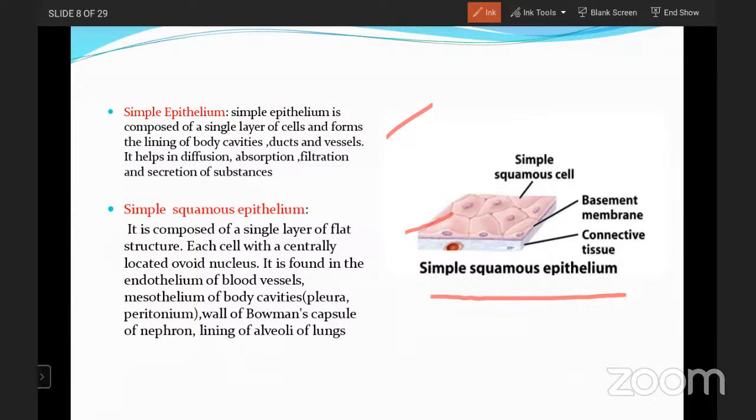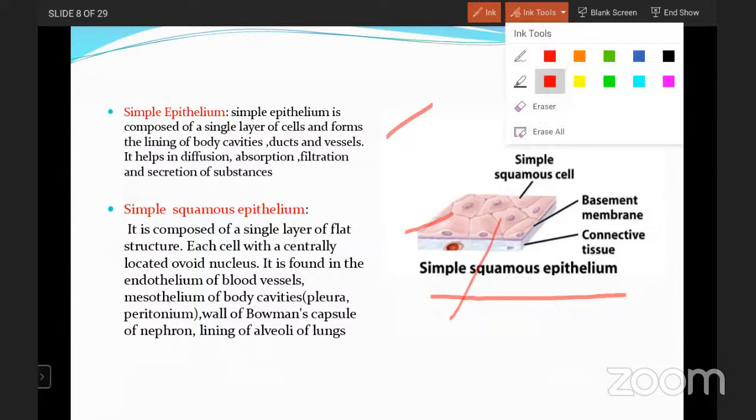And the lining of alveoli of lungs. The alveoli, which are very, very important for the exchange of gases. So there also we observe the simple squamous epithelium. It is very transparent, a single layer, and very flat in structure. That is the reason it is especially present in the endothelium of the blood vessels, Bowman's capsule of the nephron, and lining of alveoli of lungs. Here you are able to see the nucleus is round in structure, and the cell has a flat structure. All these are the points of a simple squamous epithelium.